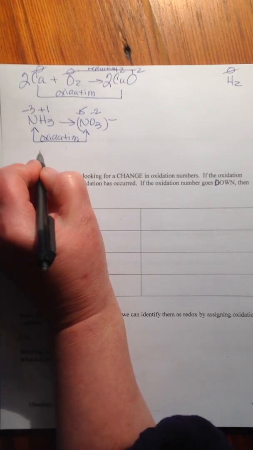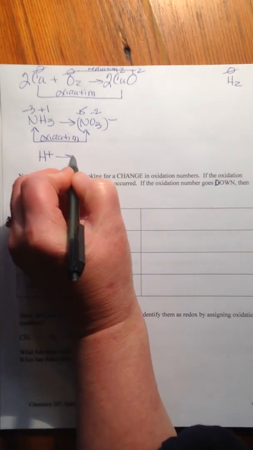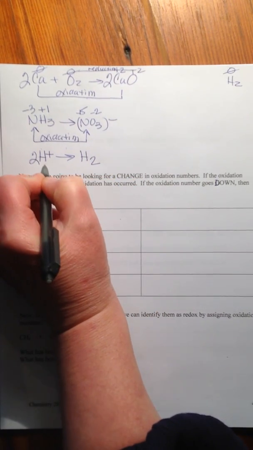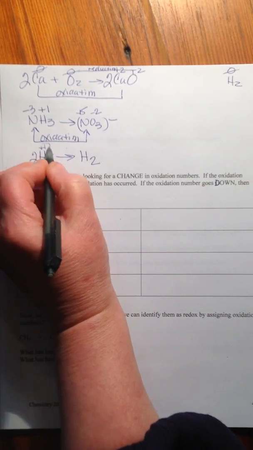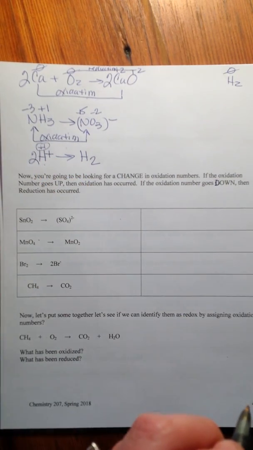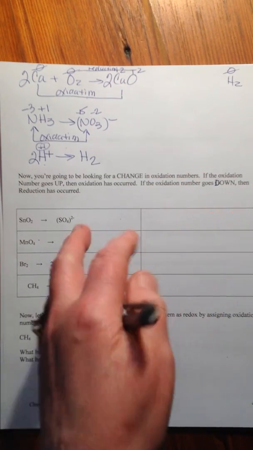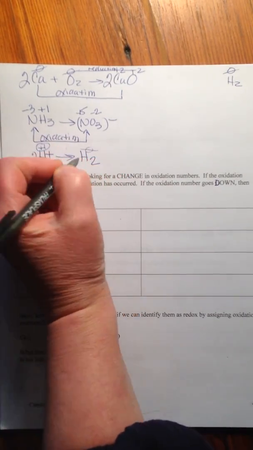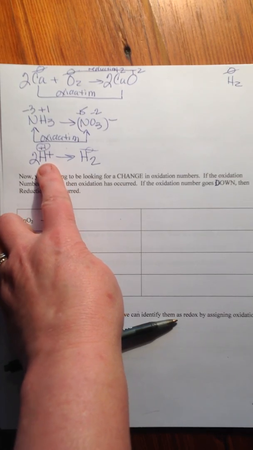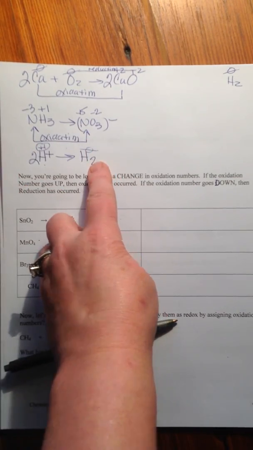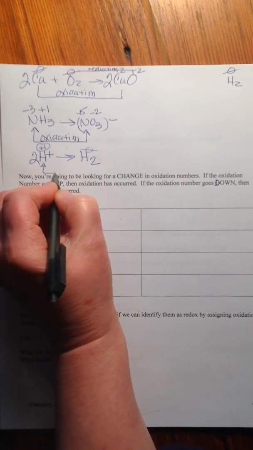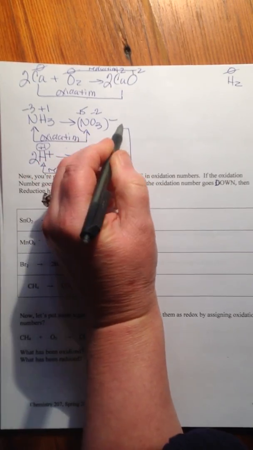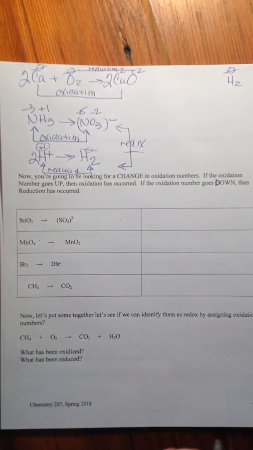So for example, I could take H+ and create H2. The number on the hydrogen here is a +1, in part because it's an ion, and also because of our rule. This is uncombined, and uncombined gets 0. So our number on the hydrogen here has gone from +1 to 0. The number has gone down, which is showing that our H+ here has been reduced. Therefore, we could pair the two of these to make a complete redox.